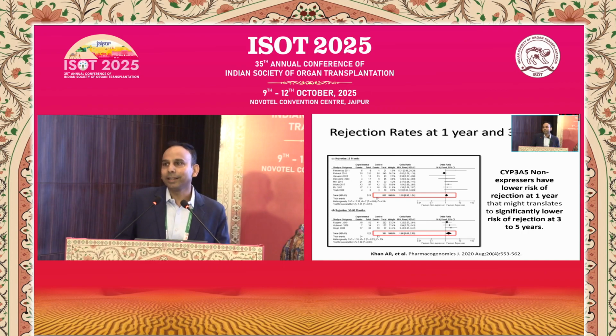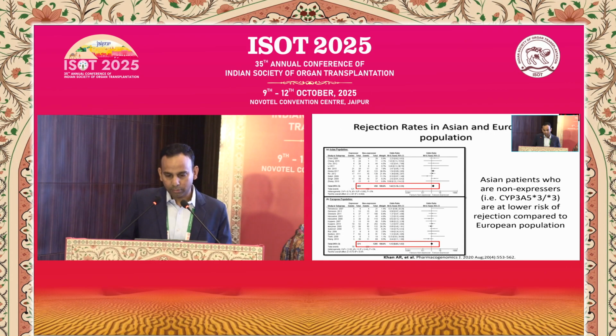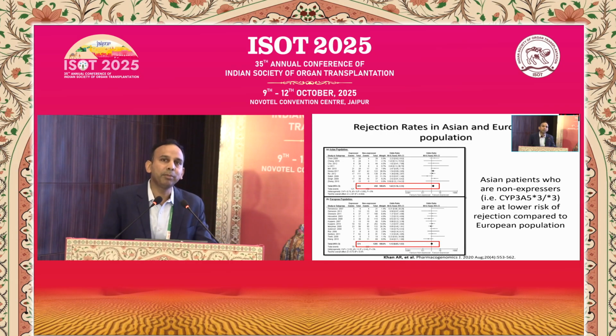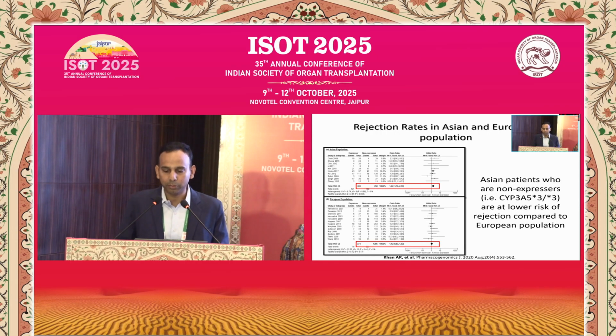Are there any ethnic differences when we compare these results? What they found was Asian patients are probably more likely to benefit from being CYP3A5 non-expressors. Asian patients may be at a lower risk of rejection as compared to the European population.